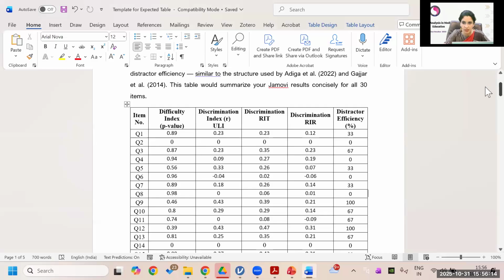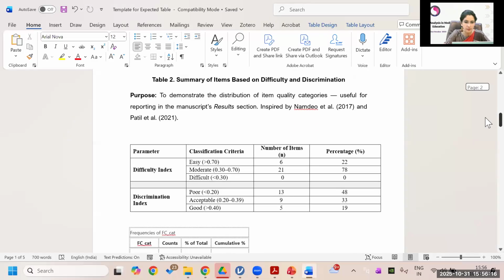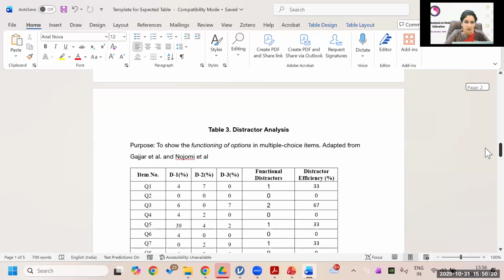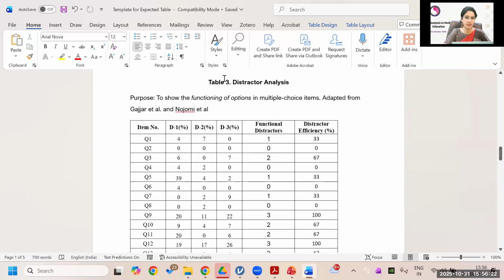If you come down, there is a separate table, the distractor analysis. This table you have to make. Make it means you have to look at each individual item and keep populating it, either in Excel or here.